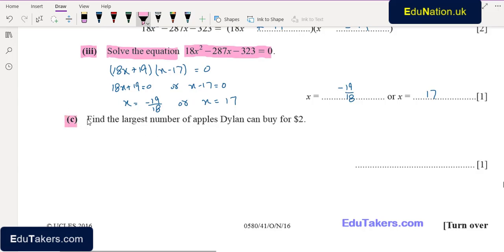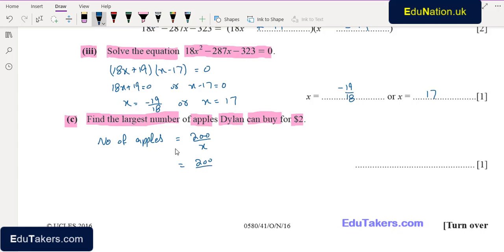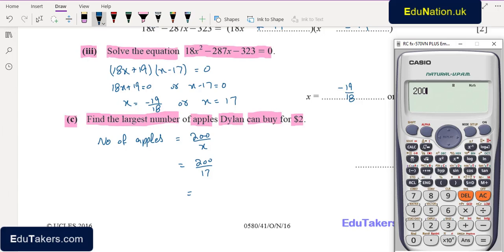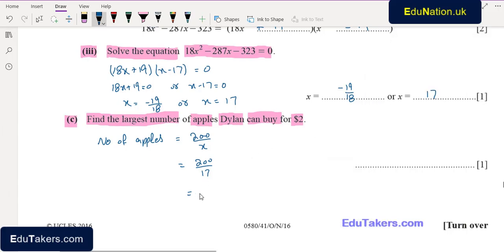Next is part C. Find the largest number of apples Dylan can buy for $2. Number of apples equals $2, and in cents this is 200 cents, and apple cost is x cents each. So 200 over the positive root, 17. 200 over 17 is 11. So the largest number of apples Dylan can buy for $2 is 11.